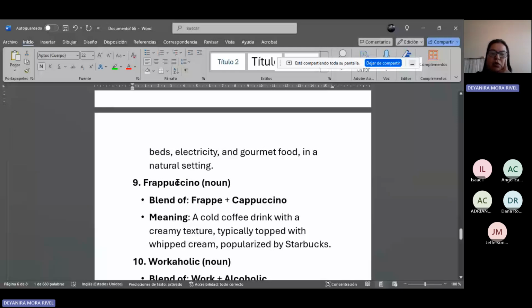A frappuccino, that comes from a frappe. A frappe means something that you put in the blender and make it like ice. And cappuccino.